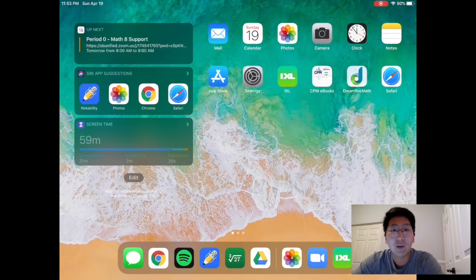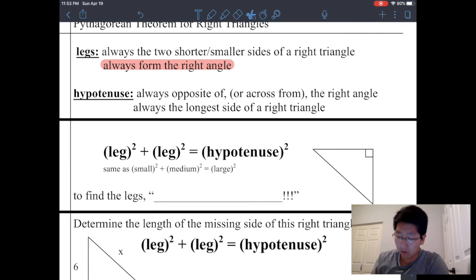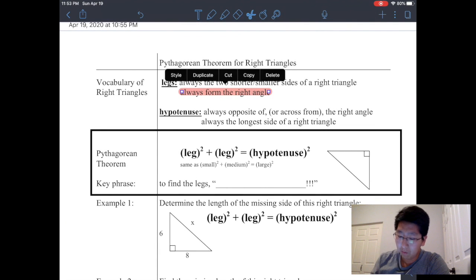Please get your notes on Neo. Make sure that you have it in your Notability. So I'm going to go ahead and open up Notability. Okay, look at that. I already have this highlighted. That's the first thing we're going to do.